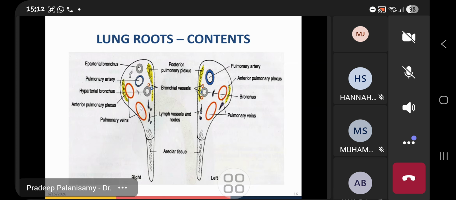Like, from each side you do have two pulmonary veins. You have one pulmonary artery entering, and also you do have the bronchus. So you'll have the bronchus, the pulmonary artery and the pulmonary veins, and surrounding the bronchus you have the bronchial artery and the vein as well. So these are some of the contents which you should know that are located in the lung root.